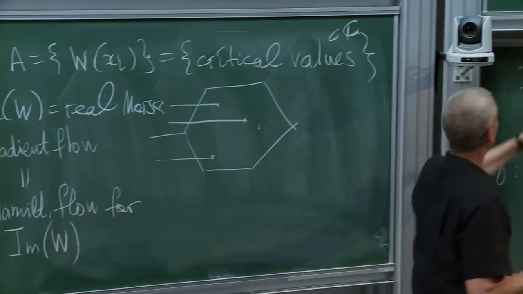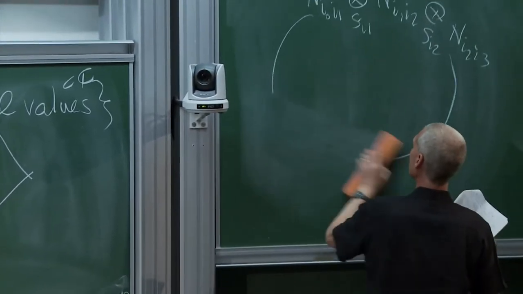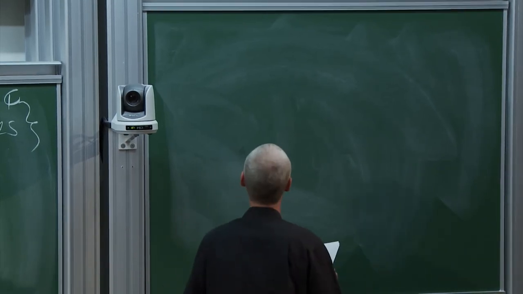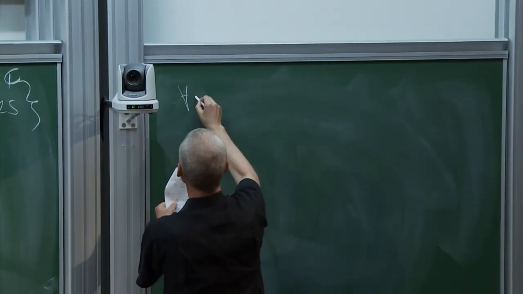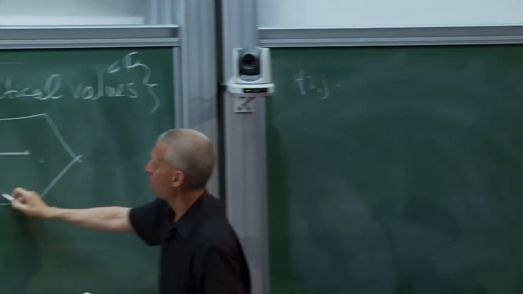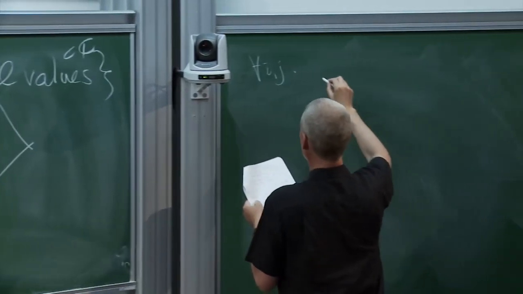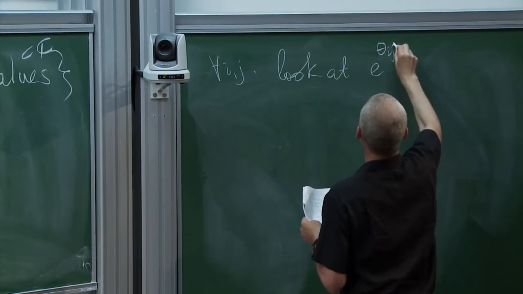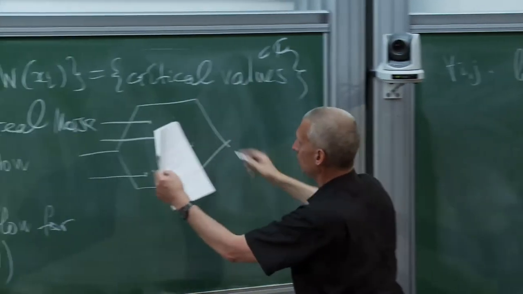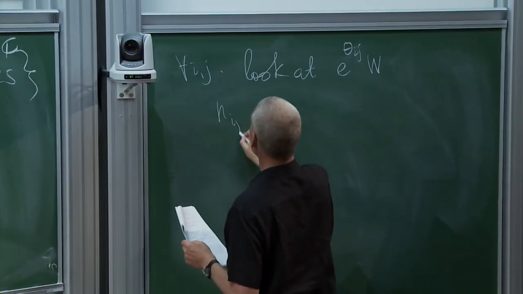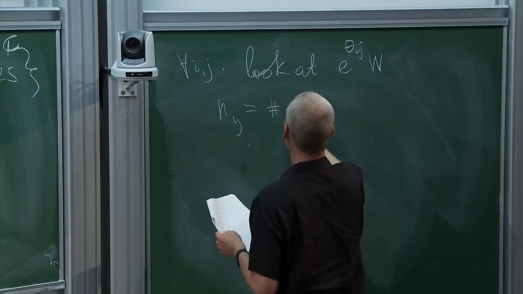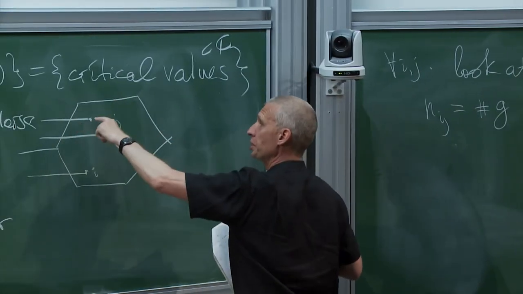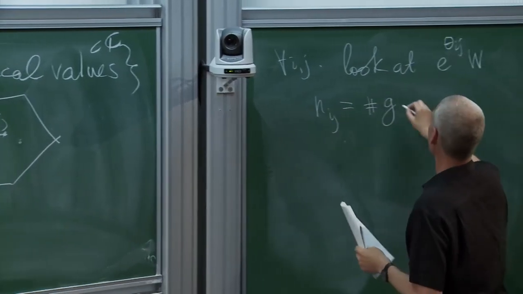Let me do it here. So let's write it like this. For every i and j, which would be points here, look at the rotated function e to the theta_ij times W, where theta_ij would be this angle. And we'll look at n_ij, the number of gradient trajectories of the real part of this, which go from i to j. So they will project into straight intervals. So, gradient trajectory.